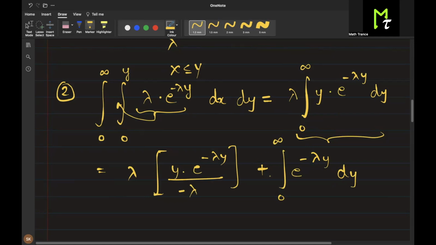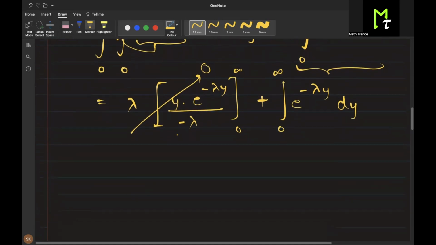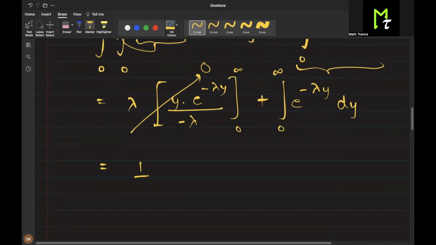So next thing we need to integrate is this. Now we have to put limits here, 0 to infinity. When y equals to 0, this goes to 0. At infinity, this goes to 0. So this whole term vanishes to 0. So we are left with this simple integral, which is the same as 1 by lambda.